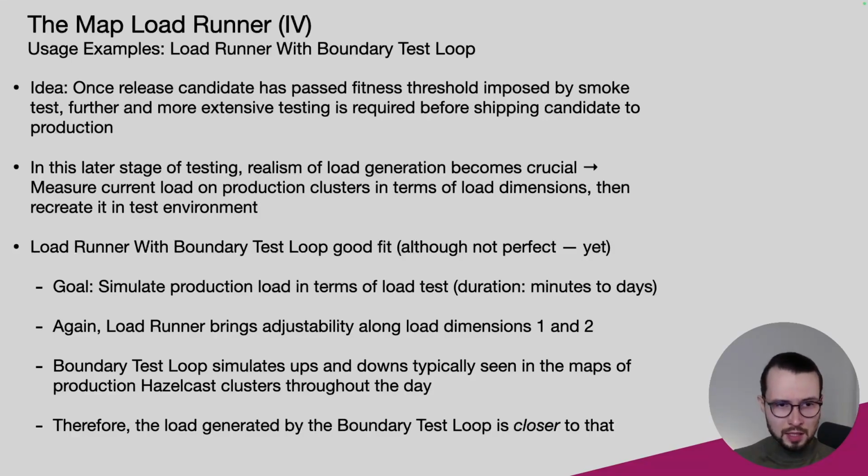So in this later stage of testing, priorities kind of shift, right? Speed of testing becomes less important, but the degree of realism of load generation becomes more and more important. So the idea of the boundary test loop, therefore, is that you take a look at your production clusters in terms of those 6 right now load dimensions, and measure the load in terms of those 6 load dimensions, and then sort of recreate that load in a test environment using the combination of load runner plus boundary test loop.